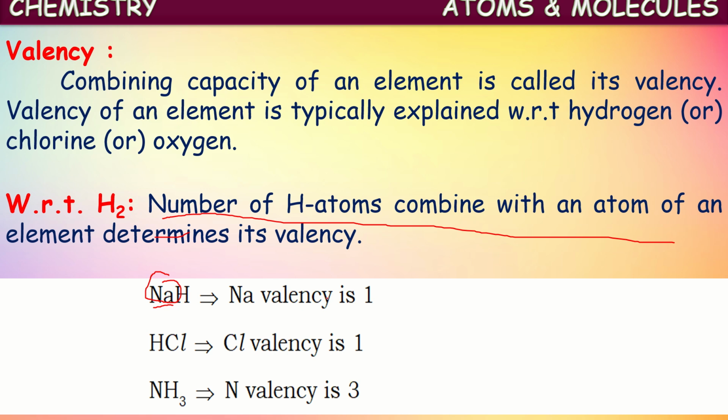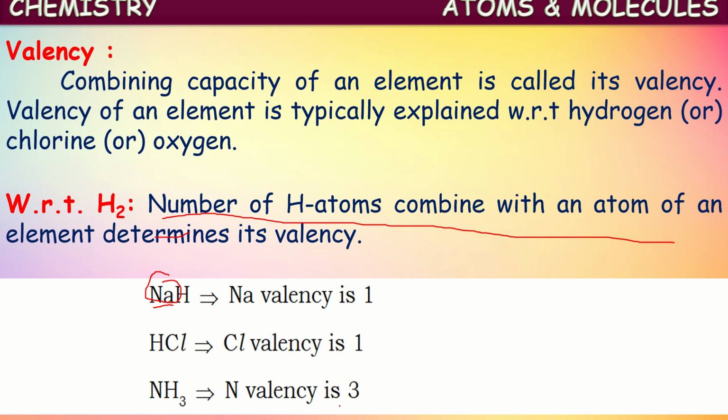1. By the definition I gave, the number of hydrogen atoms combining with one atom of an element determines that element's valency. Here sodium is an atom of an element, and it is able to combine with one atom of hydrogen. So sodium valency is 1. And next, the hydrogen chloride molecule. In this, chlorine combines with one atom of hydrogen. So chlorine valency is 1. Simple.